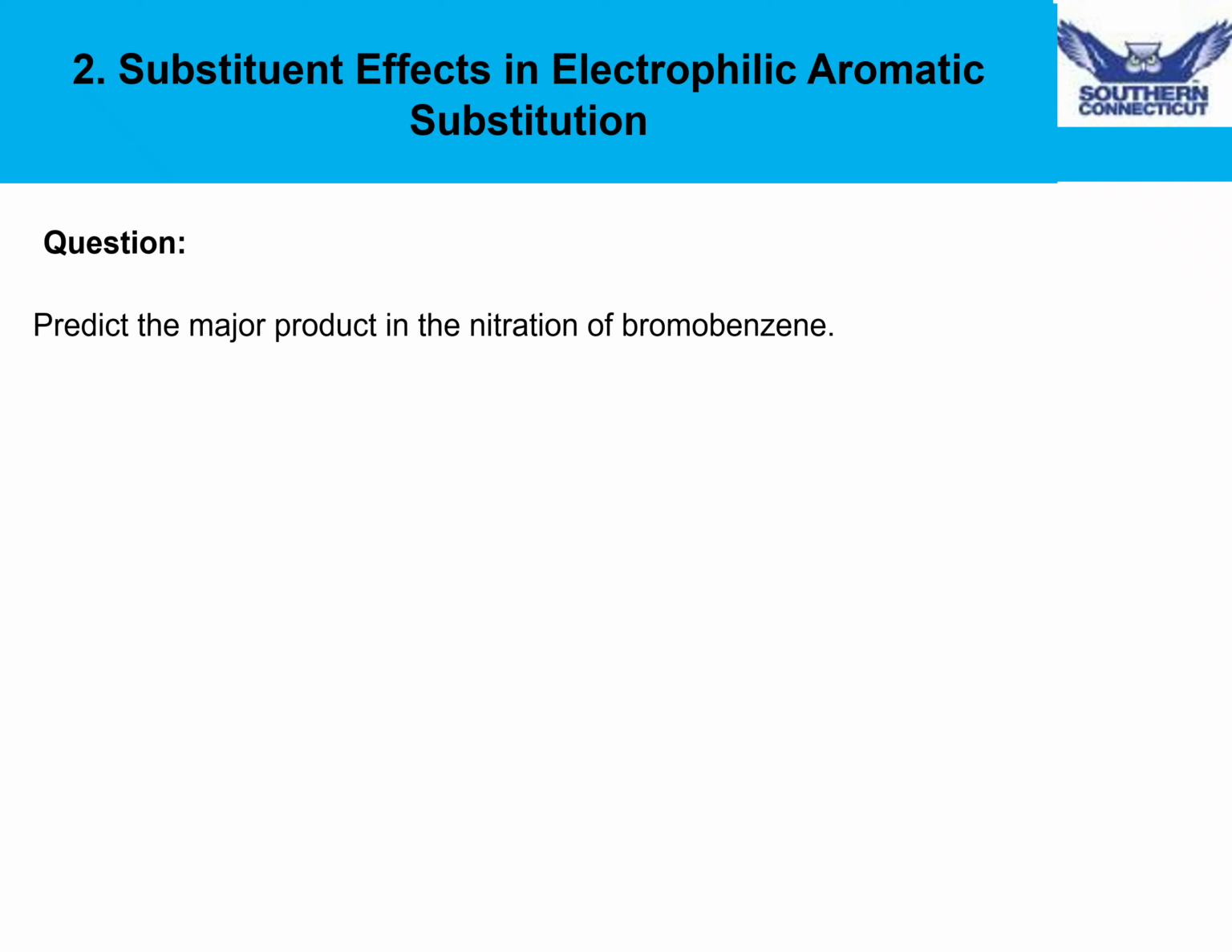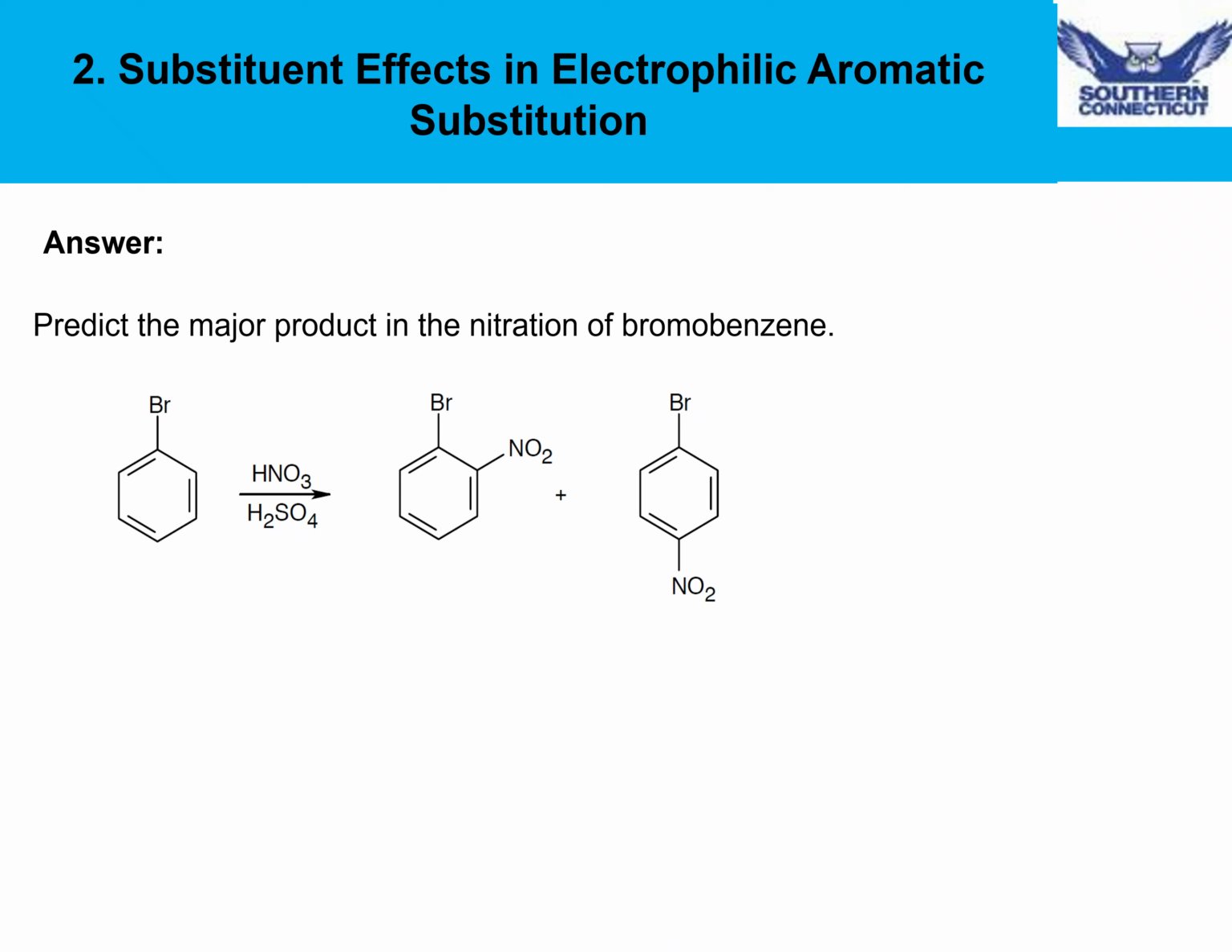In this question, we're going to try to predict the major product from the nitration of bromobenzene. Bromobenzene has a weak deactivating group, which is an ortho-para directing group. So when we do a nitration of bromobenzene, we should expect primarily ortho and para substitution. Since the nitro group and the bromine are relatively small, I would suspect that the ortho substituted product would probably be the major product.